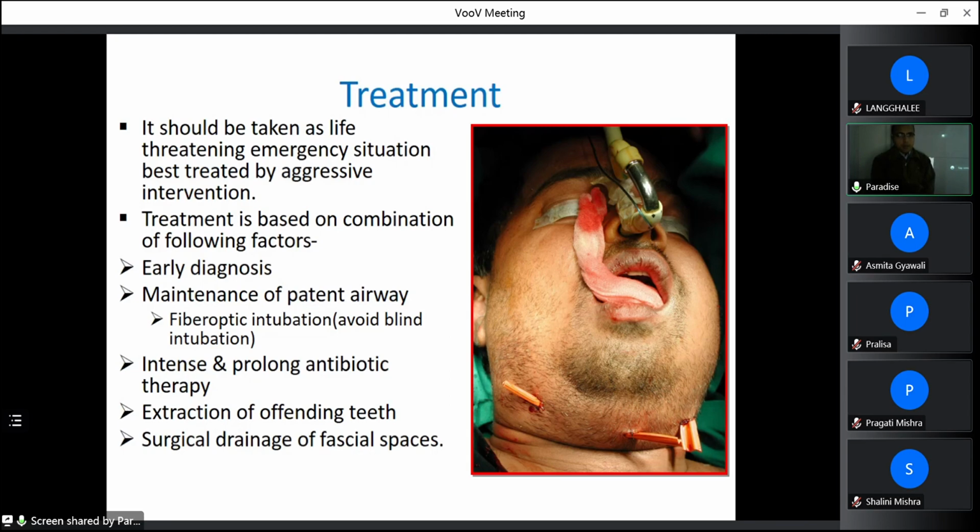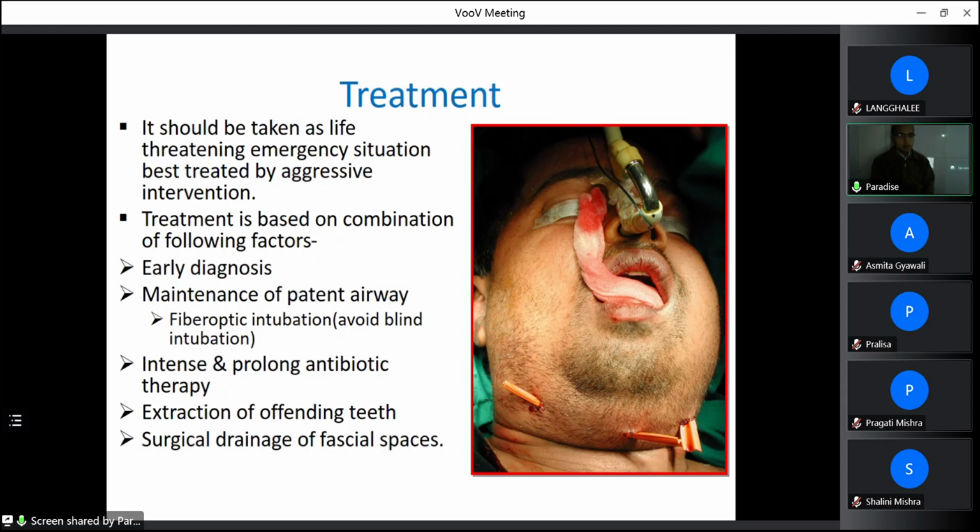Treatment should be taken as a life-threatening emergency situation, best treated by aggressive intervention. Treatment is based on a combination of the following factors: early diagnosis and maintenance of a patent airway. Either you have to do fiber optic intubation, avoid blind intubation, or if you can't do the nasal intubation, fiber optic intubation; if the instrument is not available, then you have to go for tracheostomy. You have to secure the airway.